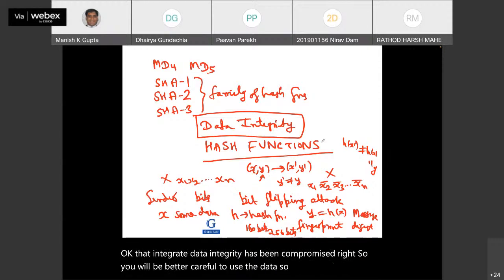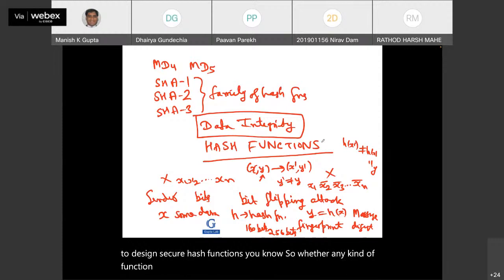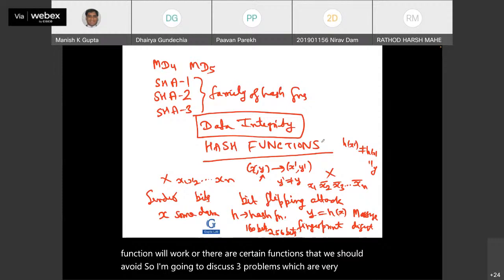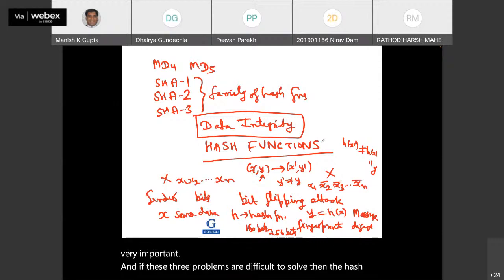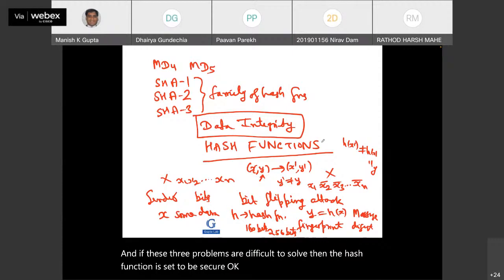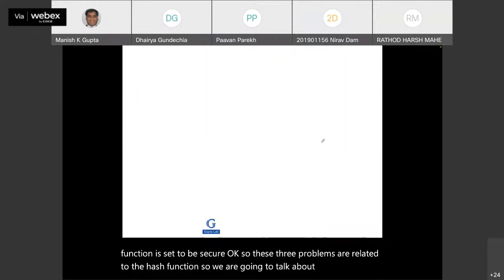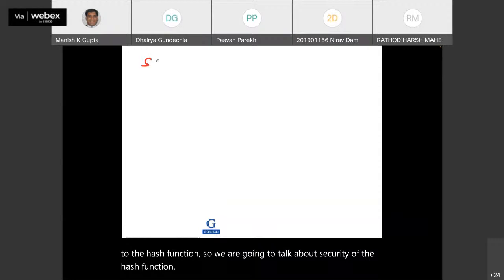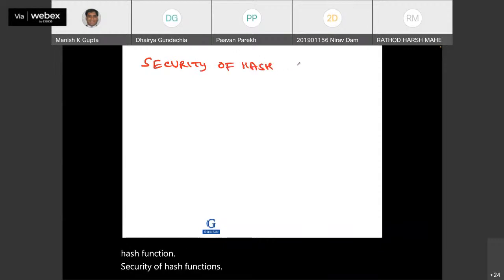So now the question is, how do we design secure hash functions? This is a big area. Whether any kind of function will work, or there are certain functions that we should avoid. So I'm going to discuss three very important problems. If these three problems are difficult to solve, then the hash function is said to be secure. These three problems are related to the hash function, so we are going to talk about the security of hash functions.